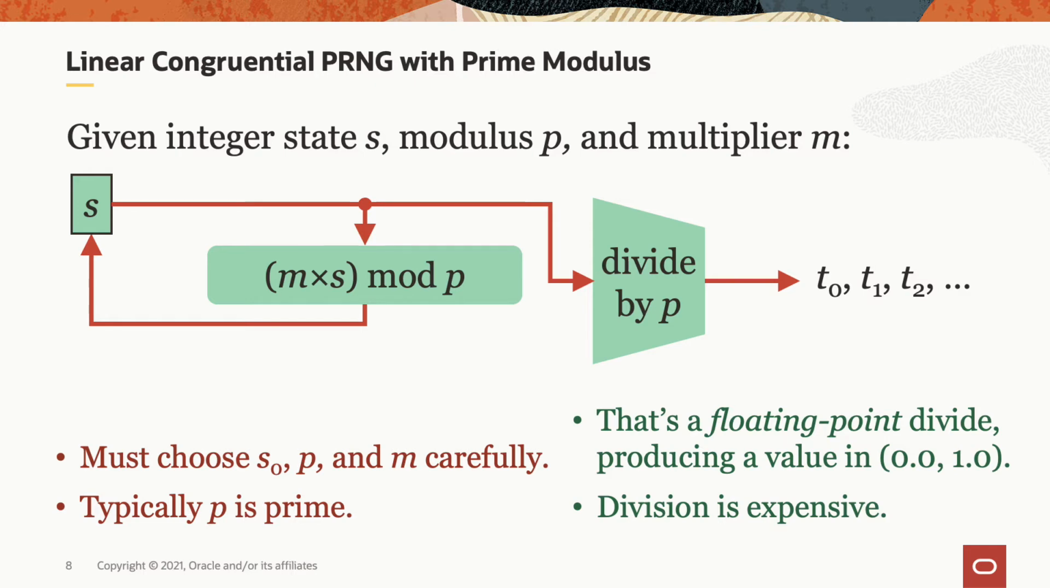It's also important to choose p and m carefully. Typically, the modulus p is a prime. One drawback of this specific algorithm is that there is a floating point division in the output function, and division tends to be expensive.